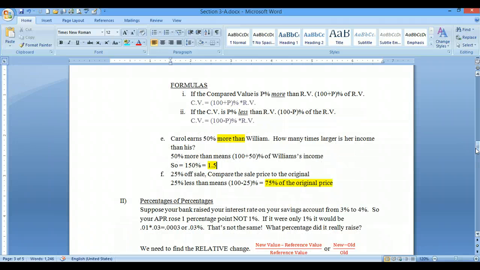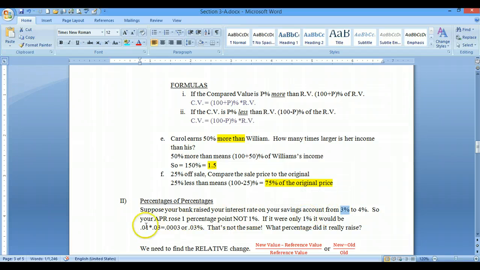Percentages, remember of means times. Suppose your bank raised your interest rate on your savings account from 3% to 4%. So your APR rose 1 percentage point. It did not raise 1%. If it were only 1%, then it would be 1% of the original rate, which is 3%. 1% of 3 is 0.03.